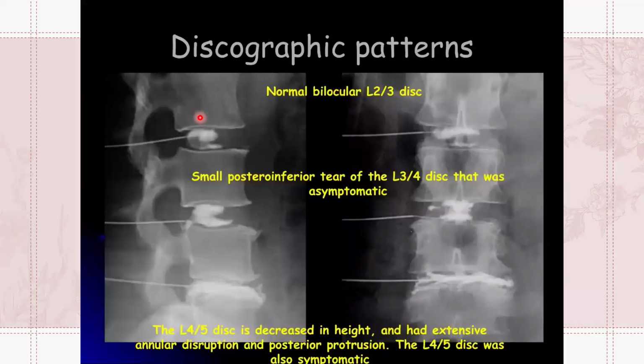This image shows us that the L2-L3 disc space is normal, while L3-L4 shows a small posterior inferior tear, and the L4-L5 disc shows decrease in height and also has extensive annular disruption and posterior protrusion.